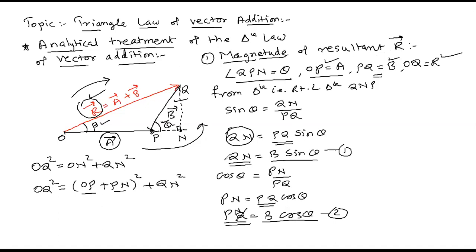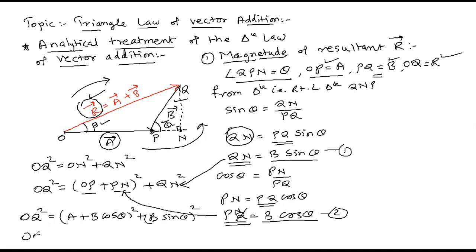So putting these values in this equation, and OP already being A, OQ square is equal to A plus PN, which is B cos theta, whole square, plus QN, which is B sin theta, so B sin theta square. So OQ square is equal to A plus B cos theta whole square plus B sin theta square. Expanding: A square plus twice AB cos theta plus B square cos square theta plus B square sin square theta.